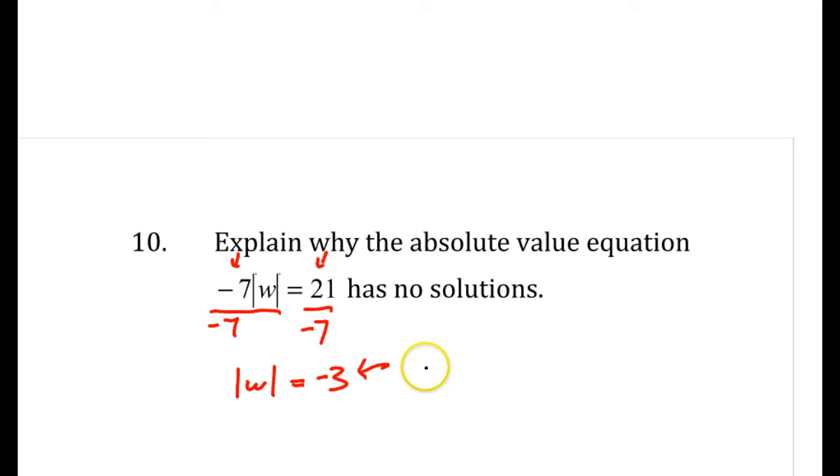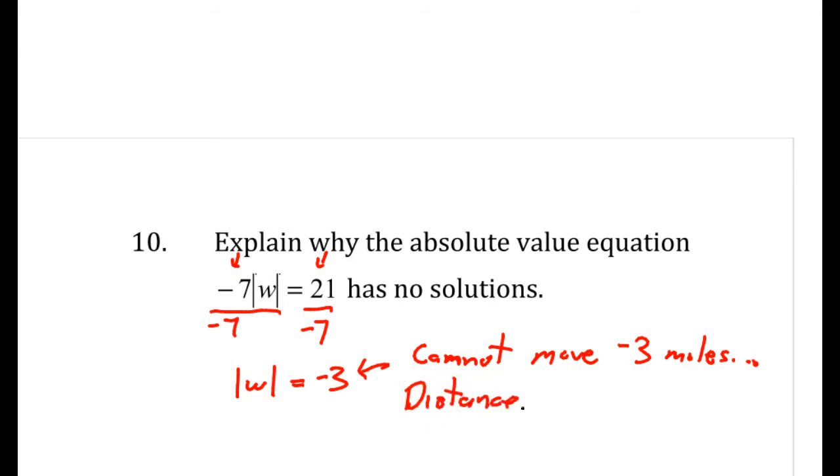Okay, so something like absolute value is distance and cannot move negative 3 miles or feet, or any example, however you want to phrase this. The idea is that distance cannot be negative. Okay, that's the big picture. Distance is always positive. Whether moving up, down, left, right, we're moving a positive distance. Okay. Always positive. There you go.